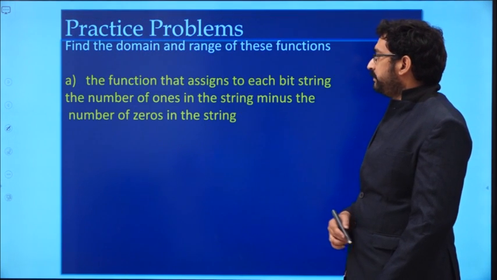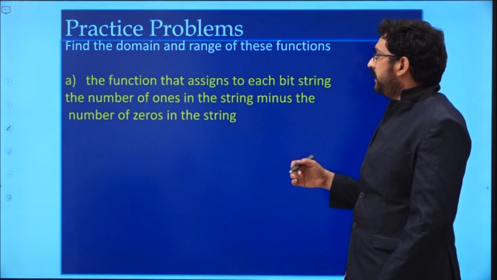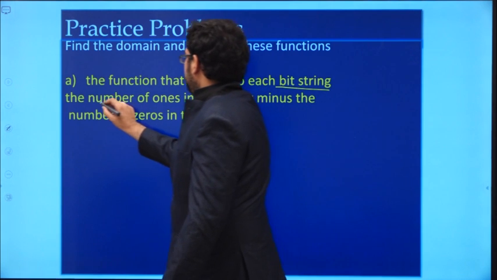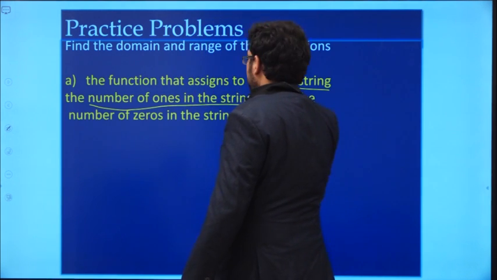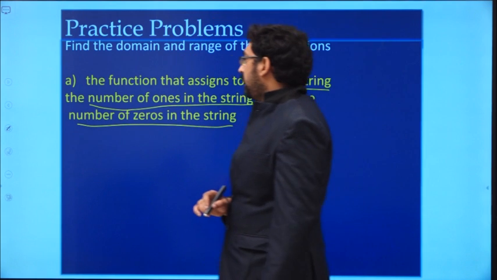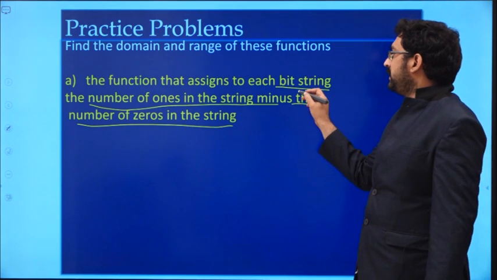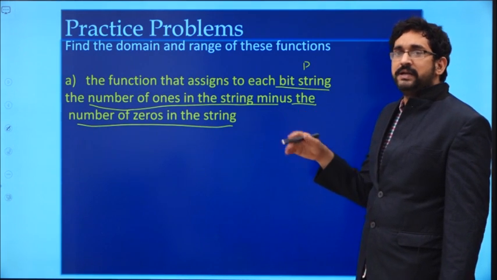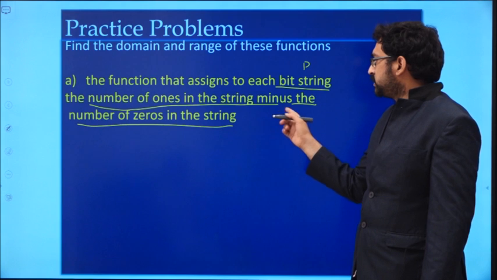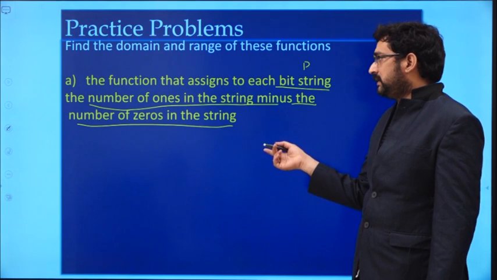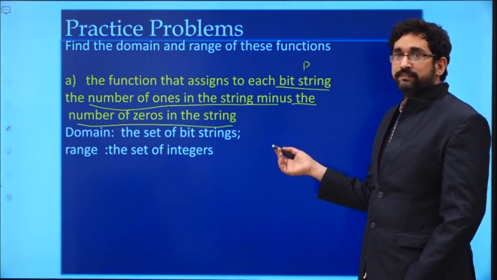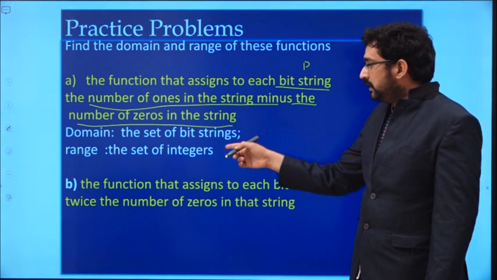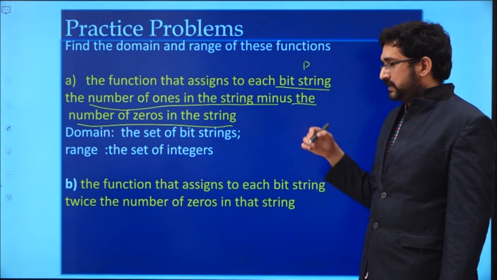Here a problem is given. You have to find the domain and range. The function assigns to each bit string the number of ones in the string minus the number of zeros in the string. So what is the domain? Bit strings will be the domain. So bit string to what will it assign? The number of ones in the string minus the number of zeros in the string. That means an integer. So the domain will be the set of all bit strings, and the range will be the set of all integers.